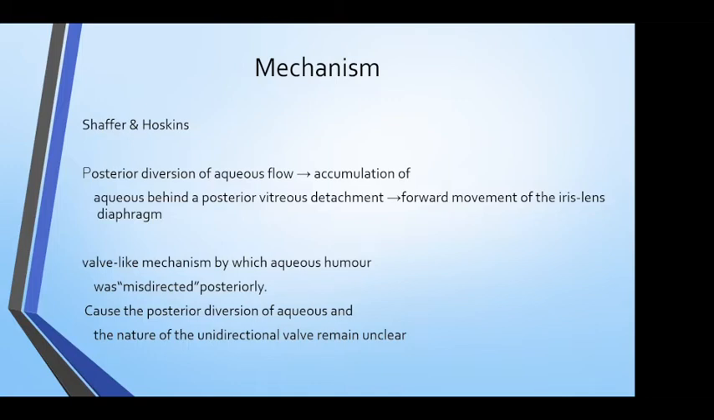As for the mechanism, it has been described by different people how this could happen, and no one really understands the exact mechanism, but there are some interesting theories. Like Shaffer and Hoskins: posterior diversion of aqueous flow leads to accumulation of aqueous behind a posterior vitreous detachment, and that will lead to forward movement of the iris lens diaphragm and hence malignant glaucoma. Or there can be a valve-like mechanism by which the aqueous humor goes posteriorly, and that's why they call it misdirected, meaning it's going in the wrong direction. It causes posterior diversion of aqueous, but the nature of the unidirectional valve remains unclear. Any fluid that goes to the posterior segment will never come back anteriorly.